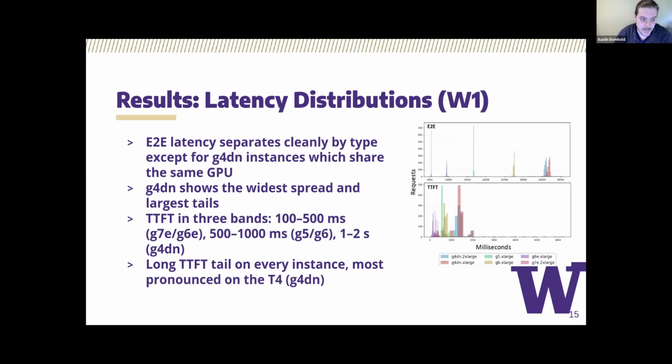For end-to-end latency, it separates cleanly by type, except for the G4DN instances, which share the same GPU. The G4DN shows the largest spread and largest tails. TTFT falls in 3 bands. You see the grouping between 100 and 500 milliseconds for the latest 2 generations, 500 to 1,000 milliseconds for the last 2 before that, and then 1 to 2 seconds for the G4DN. The long tail of inter-token latency on every instance is most pronounced on the slowest of the instances, the T4.